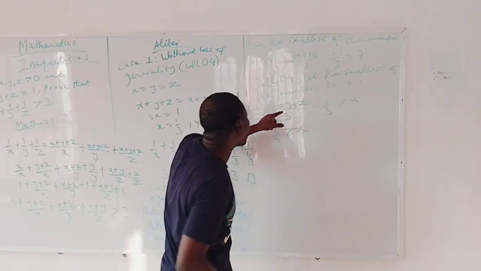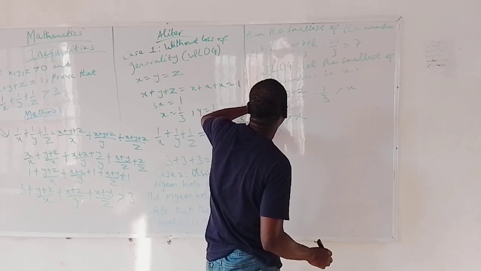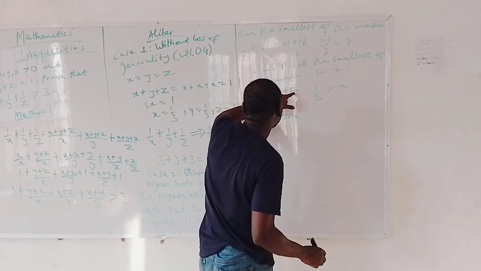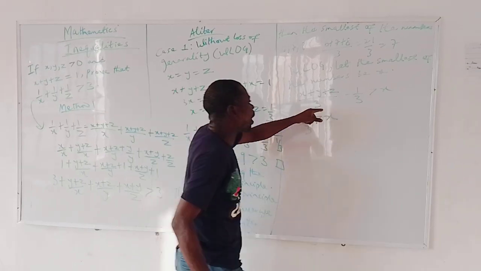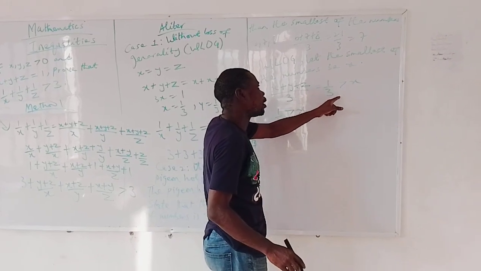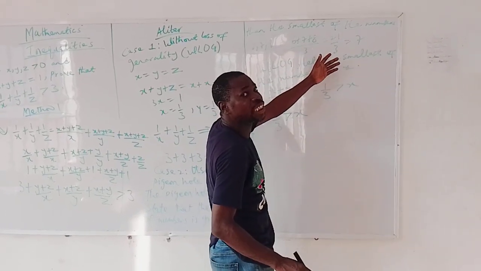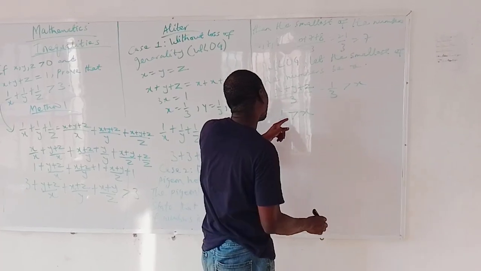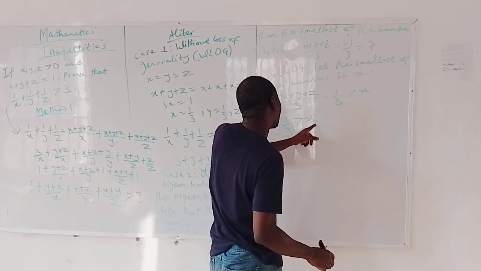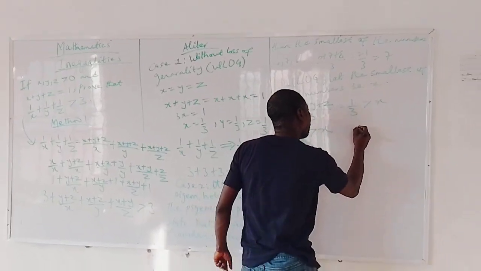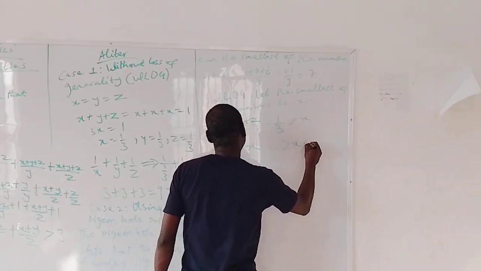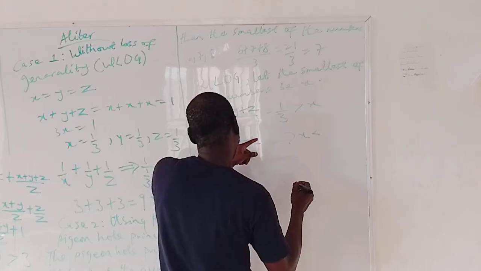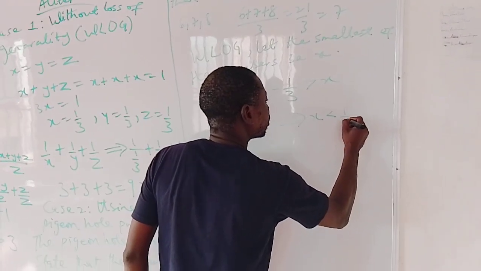So that is the meaning. Because the sum of the 3 numbers is x plus y plus z, and x plus y plus z is already 1, then divided by 3. So the average 1/3 is greater than the smallest because we assume that the smallest is x. So if 1/3 is greater than x, what does that imply? This implies that x is less than 1/3.